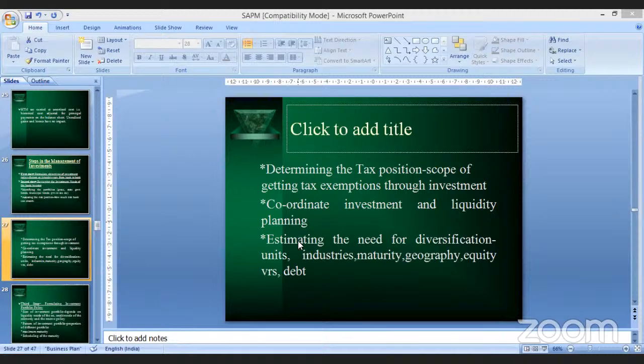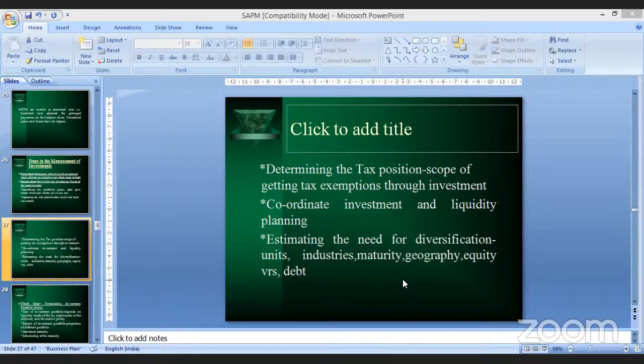Then, estimate the need for diversification: units, industries, maturity, geography, equity versus debt. Why do you need to diversify? The main reason is to minimize the risk, because our intention is to minimize the risk and maximize the return. So you need to estimate the need for diversification.